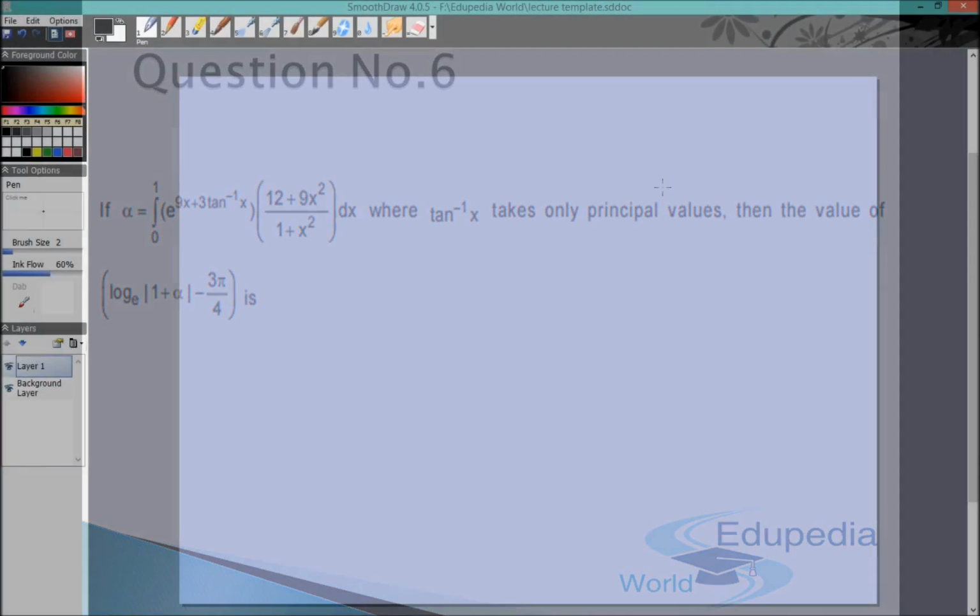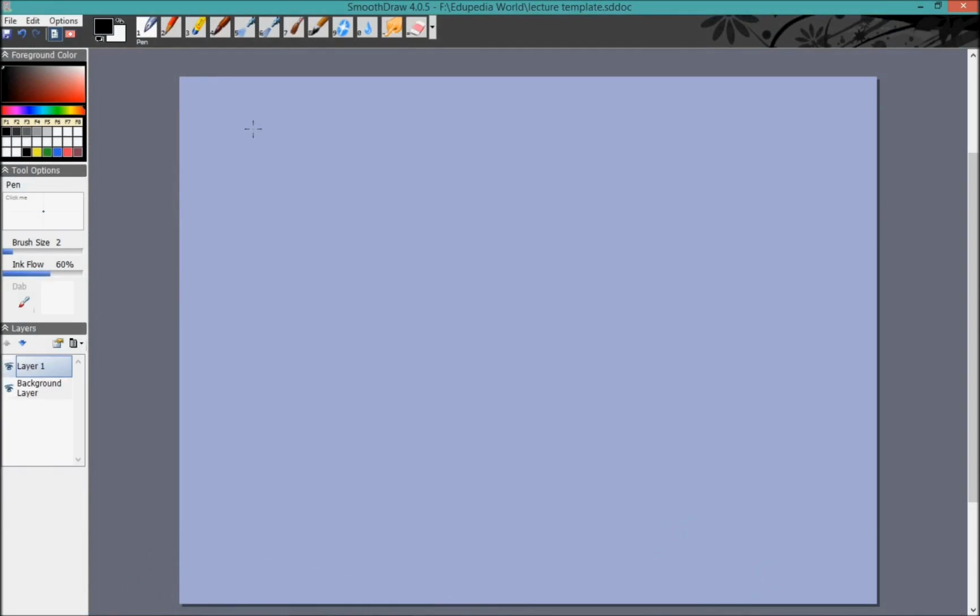So we are given an integral, which is alpha, the integral from 0 to 1 of e to the power 9x plus 3 tan inverse x. Now I'm sure after I've written this much down, you know the question which I'm talking about, so I'm going to just simplify in the very first step.